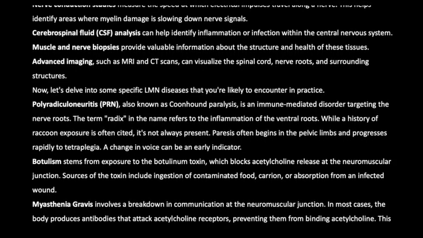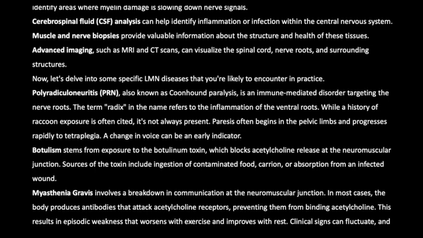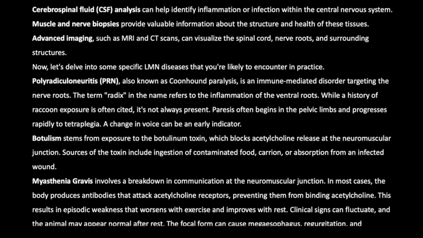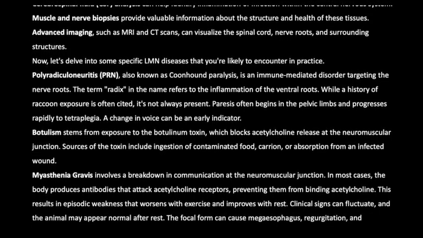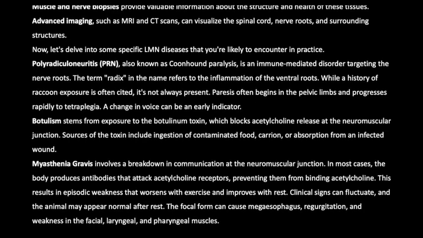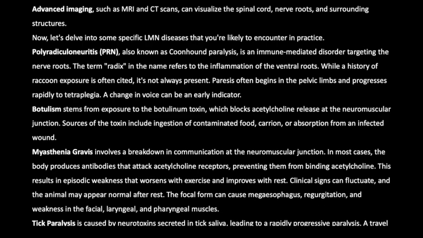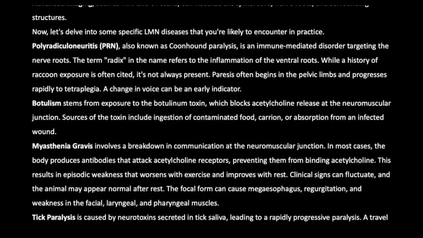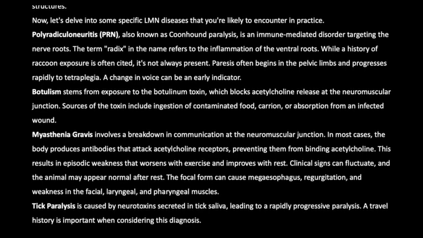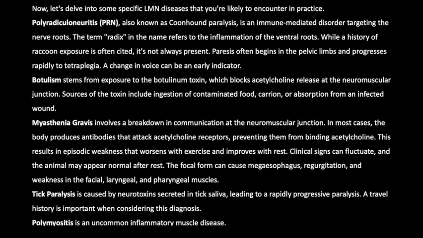Myasthenia gravis involves a breakdown in communication at the neuromuscular junction. In most cases, the body produces antibodies that attack acetylcholine receptors, preventing them from binding acetylcholine. This results in episodic weakness that worsens with exercise and improves with rest. Clinical signs can fluctuate, and the animal may appear normal after rest. The focal form can cause megaesophagus, regurgitation, and weakness in the facial, laryngeal, and pharyngeal muscles.